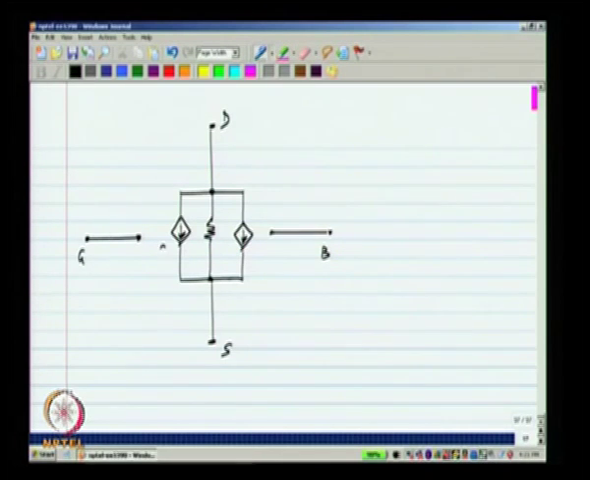Here onwards, I will simply write GM here. It is understood that it multiplies VGS, and I will write GMB, and it is assumed that it multiplies VBS, and I will write GDS here. This is just to simplify the diagram and reduce clutter. Okay. Now, this is the DC small signal model.